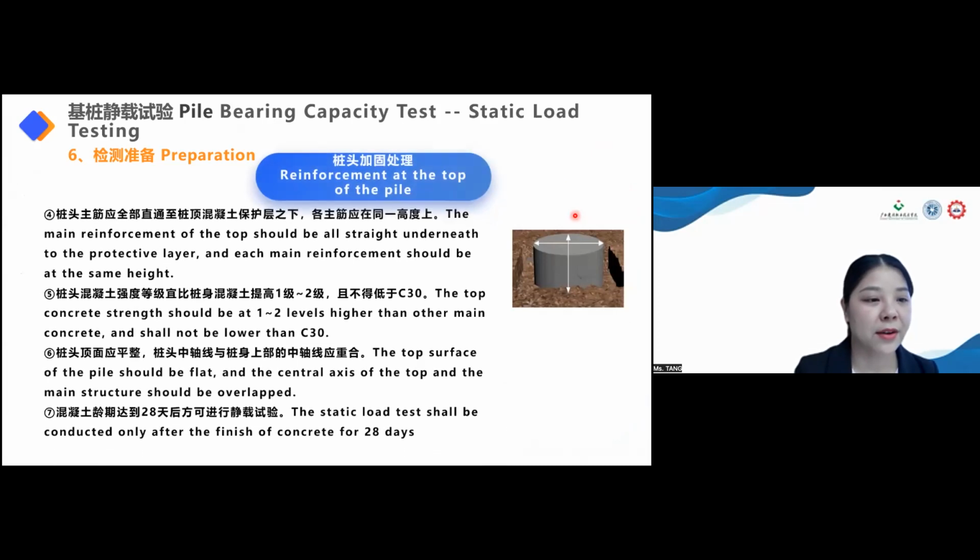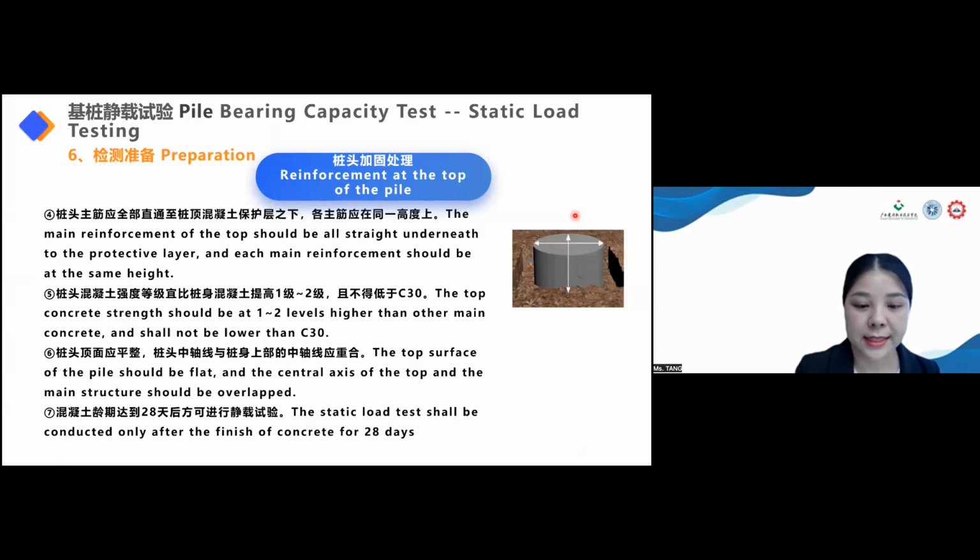Fourth, the main reinforcement of the top should be all straight and laced to the protective layer, and each main reinforcement should be at the same height. Fifth, the top concrete grade should be 1 to 2 levels higher than other pile concrete and shall not be lower than C30. Sixth, the top surface of the pile should be flat and the control axis of the top and the main structure should be overlapped.